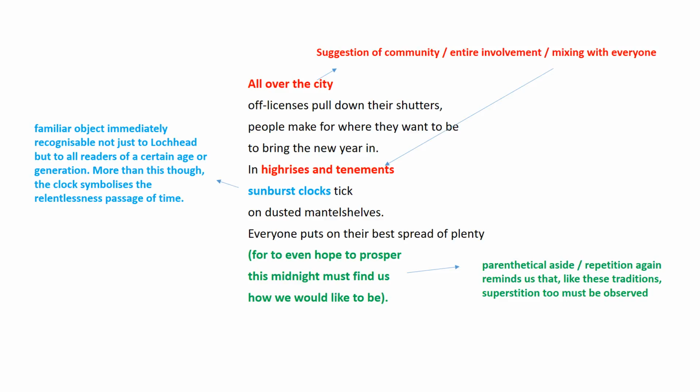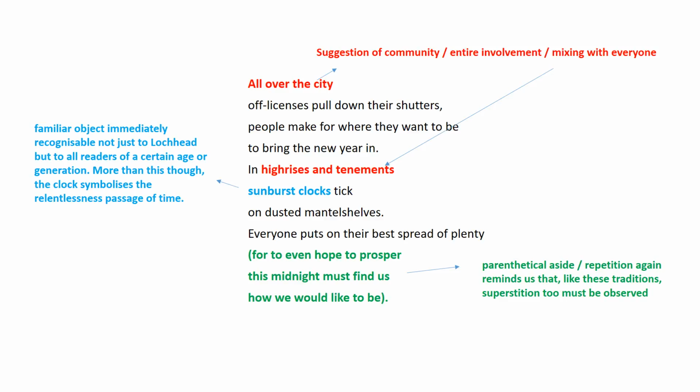And we have the image here of the sunburst clocks tick on dusted mantel shelves. Maybe for your parents, or maybe even their parents, it's a familiar object. It really is meant to symbolise the relentless passage of time. You can't stop a clock ticking, just as you can't stop the passage of time happening. And no matter how much more time you want to prepare for the bells, you're not going to be able to. You need to just accept that time passes.